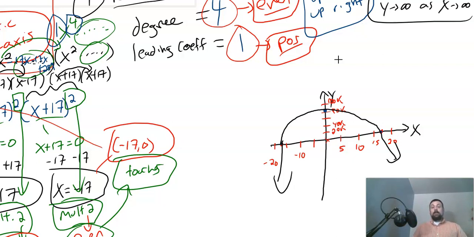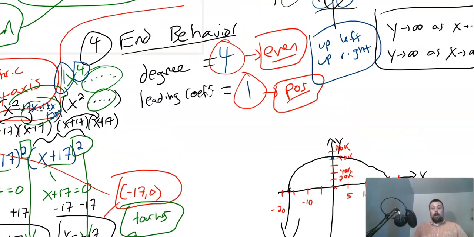Notice the end behavior is that the graph should go up to the left and up to the right. And that is not what I drew here, right? This graph is going down to the left and down to the right. So what I drew does not match the end behavior that I determined from the equation. So I need that end behavior to tell me what this graph looks like, because the points alone will not be enough information. All right, so let's undo that graph.